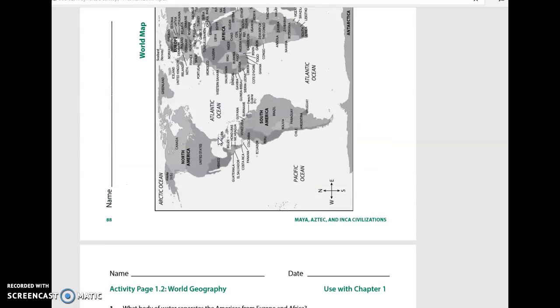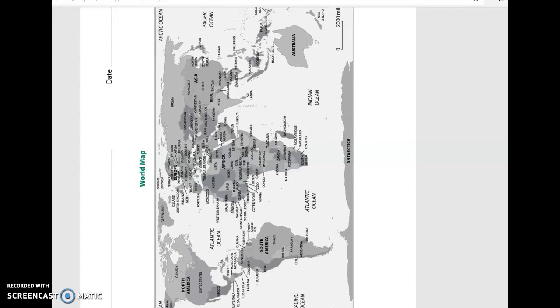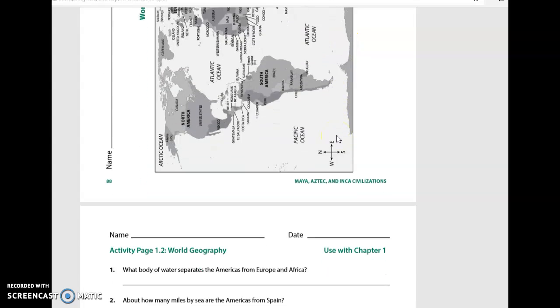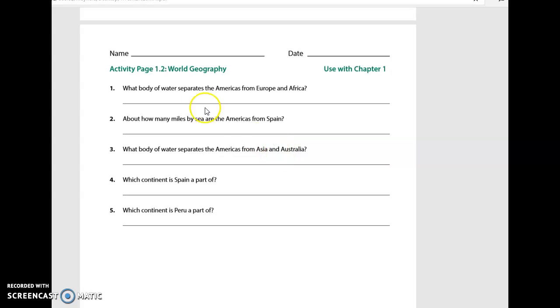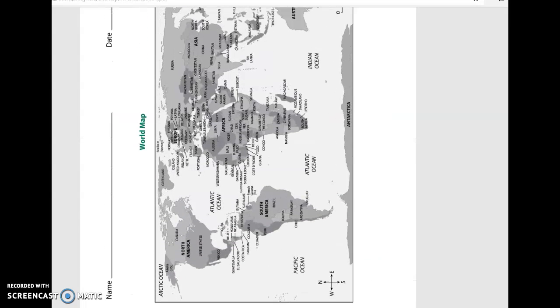So you're going to use this key over here, okay? So about an inch equals about 2,000 miles, okay? So you're going to use that to answer some questions, to answer at least number 2, okay? The rest of it you can kind of easily see on the map, okay?